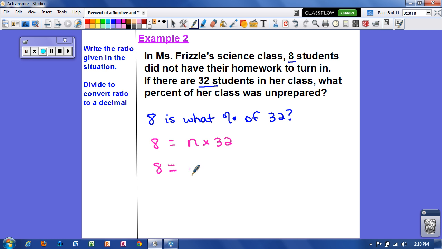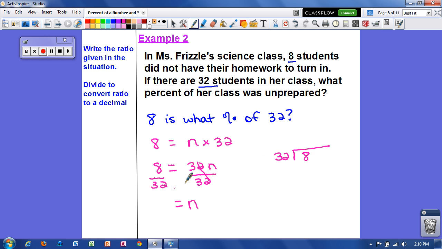And again, just like we have been seeing in our equations and inequalities, I'm going to write n times 32 as 32n. All right. N is the variable. Variable always wants to be isolated. If it's being multiplied by 32, I have to do the inverse and divide by 32. So I just have to figure out what 8 divided by 32 is. So let's go ahead and work that out.